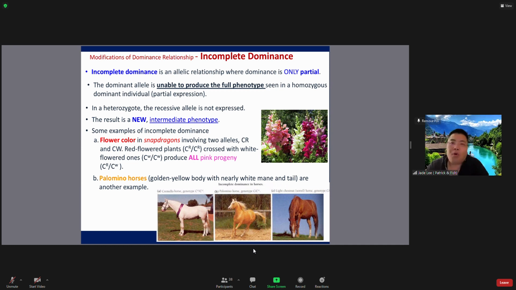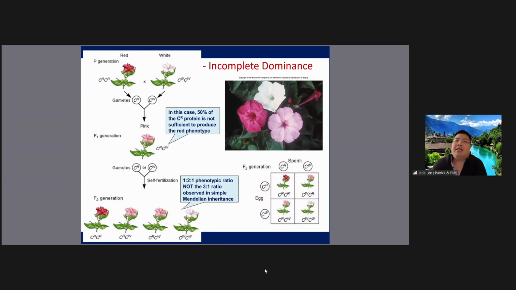Banyak pokok bunga memang mereka gunakan incomplete dominance punya strategy. Okay, kalau kamu nak belajar inilah for the plant. Kalau di sini kalau kita tengok the P generation, the parents, which is the CR, which indicate the red plant, and then CW is the white one. Then if they cross it, they comes up with all the pinkish color.